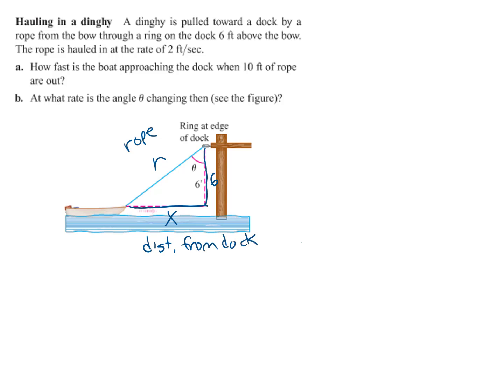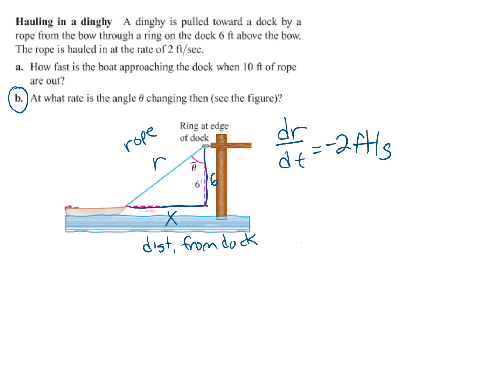Okay, one of the things we're given is the rope is held in at a rate of 2 feet per second. So the rate of change of the rope, dr/dt, is negative 2 feet per second, negative because it's becoming shorter. Part A was how fast is the boat approaching the dock when 10 feet of rope are out, but we're going to work on part B on this one. At what rate is the angle changing then?